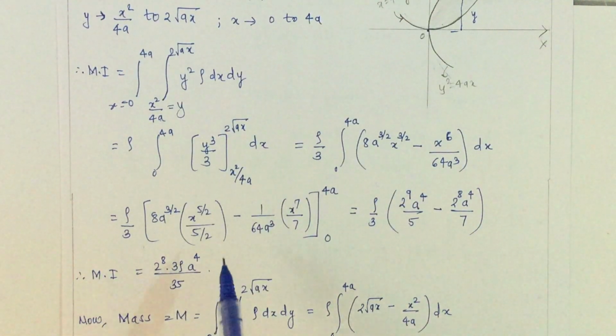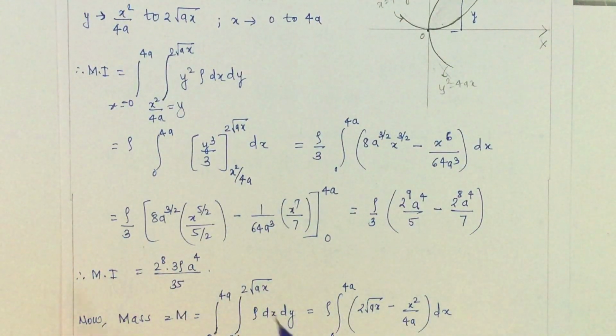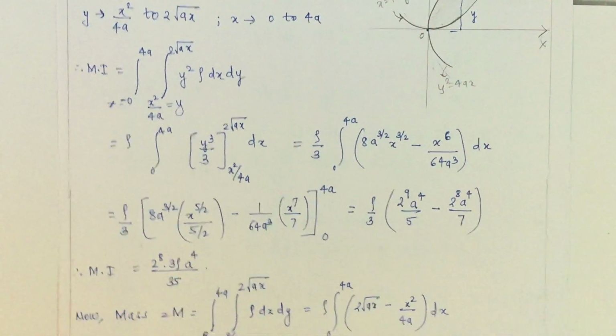Okay, now we need to know what this rho is. So we know what mass is. Mass is nothing but integral dx dy, right? What is mass here? It is dA. So with respect to area, what is the formula for area? Double integral dx dy.